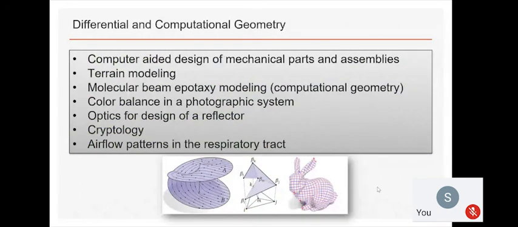And other branches, like differential and computational geometry, can be used in the field of computer-aided design of mechanical parts and assemblies, and terrain modeling. There are many kinds of modeling, even small ones like terrain modeling for parking. So for small kinds of terrain we can use this differential and computational geometry. All these branches can be used in color balancing, photographic systems, optics for designing a reflector, cryptology, airflow patterns, and many fields.